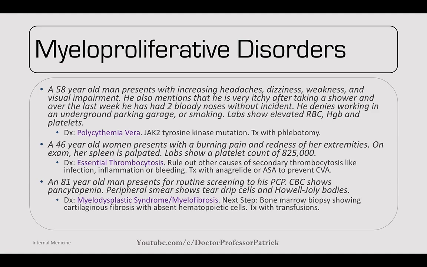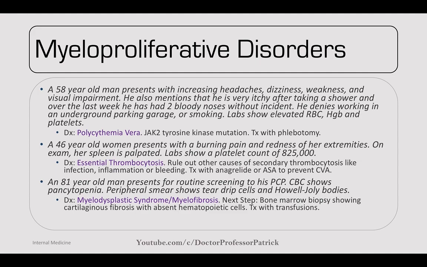So for myeloproliferative disorders, we've got a 58-year-old man who presents with increasing headaches, dizziness, weakness, and visual impairment. He mentions that he's very itchy after taking a shower, and over the past week he's had 2 bloody noses without incident. He denies working in an underground parking garage or smoking. Labs show an elevated RBC, hemoglobin, and platelet. So this is polycythemia vera. It's related to a JAK2 tyrosine kinase mutation. It's a gain of function.